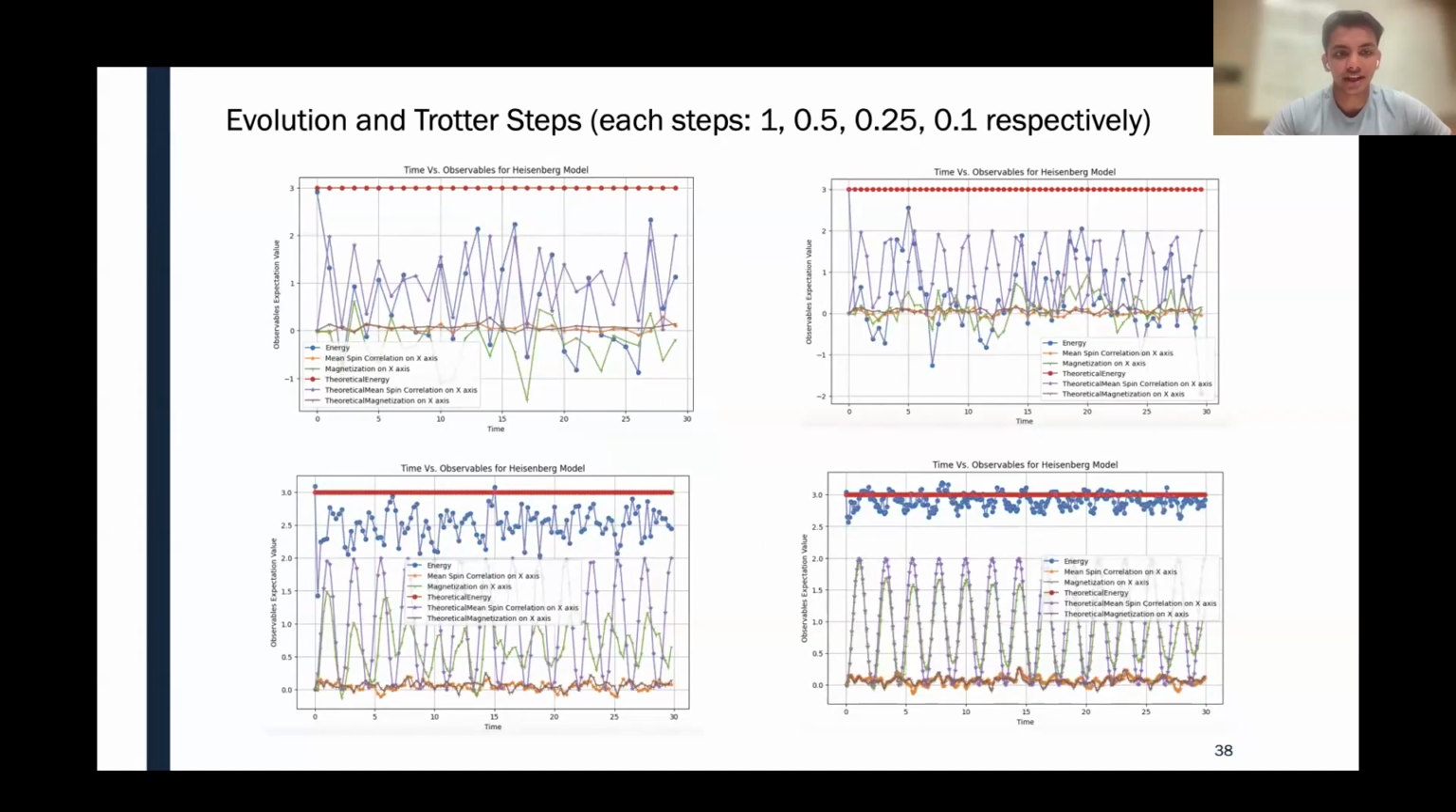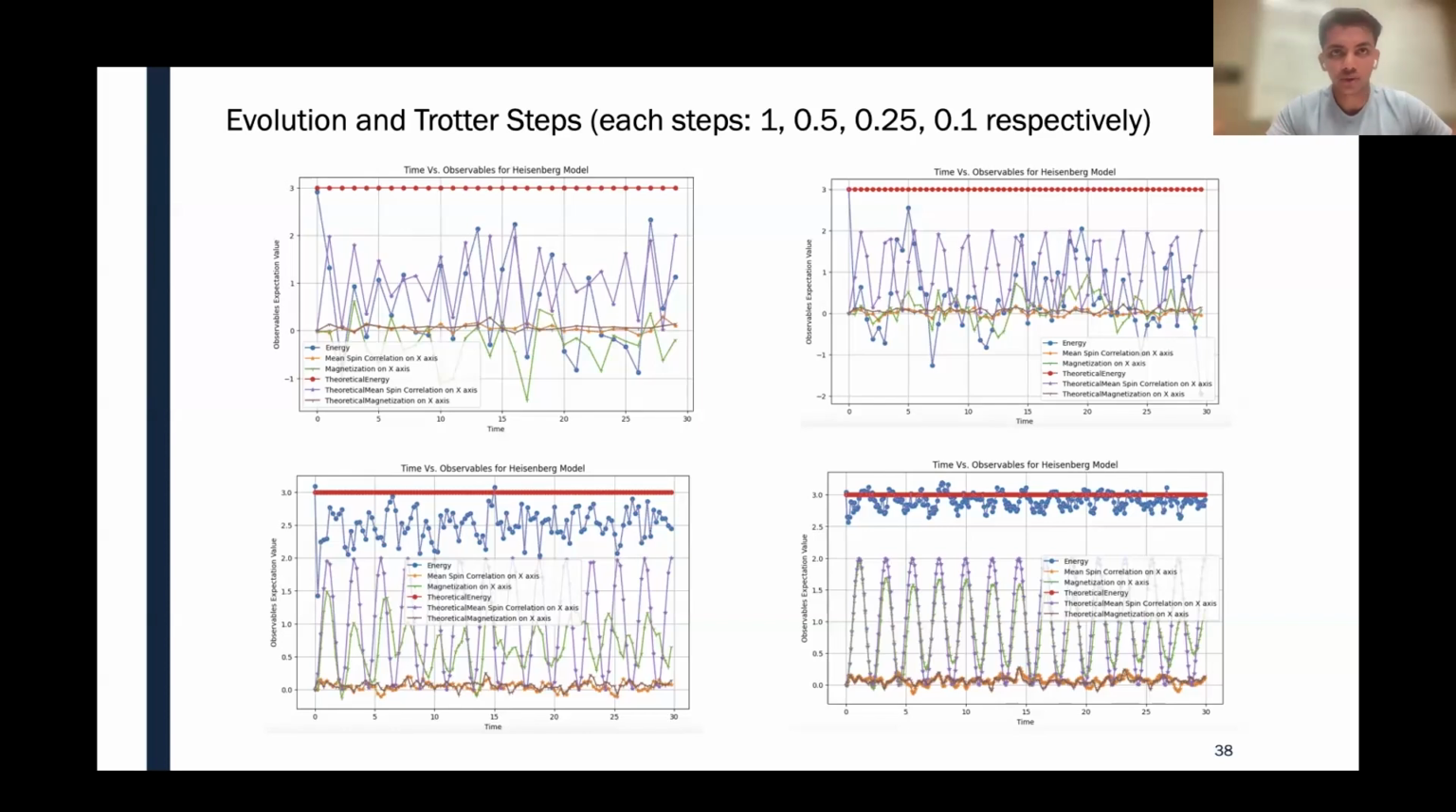So we were also interested in seeing how things change when we change these Trotter steps. So we varied the Trotter steps, and for the purpose of demonstration, we had 4 different values of Trotter steps: 0.1, 0.25, 0.5, and 1. The first one is for Trotter step 1, and as you can see, it's really zigzag. And as you make the Trotter steps smaller, it's getting closer to the theoretical expectation value.